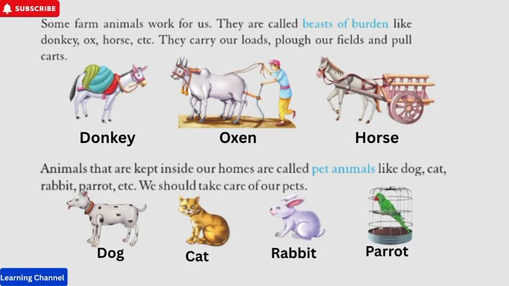Animals that are kept inside our homes are called pet animals like dog, cat, rabbit, parrot, etc. We should take care of our pets. For example, dog, cat, rabbit and parrot. Pet animals are not harmful because they can be tamed.